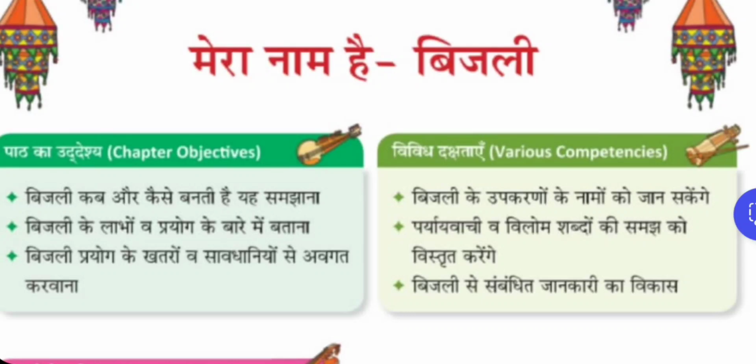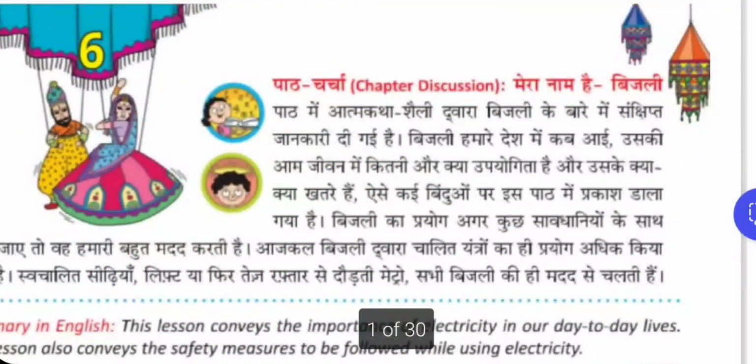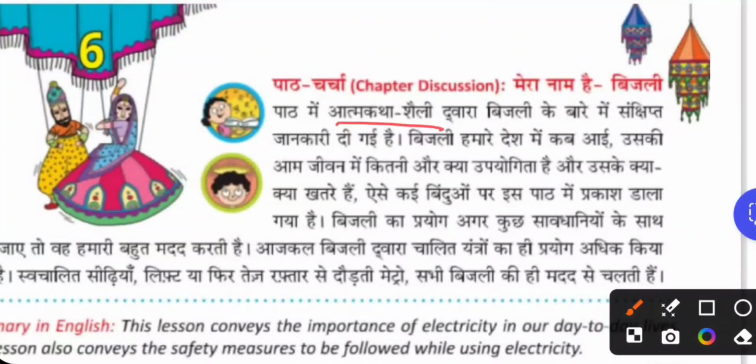Before getting into line by line explanation, let's do a quick introduction which is given in the book. पाठ चर्चा मेरा नाम है बिजली. पाठ में आत्मकथा शैली द्वारा बिजली के बारे में संक्षिप्त जानकारी दी गई है. So आत्मकथा like autobiography style. So the current itself telling about what it is, how we have to use the electricity. So in the Atmakatha Shaili, the style of autobiography itself, the description about electricity in brief is given in this lesson. संक्षिप्त जानकारी means brief information.